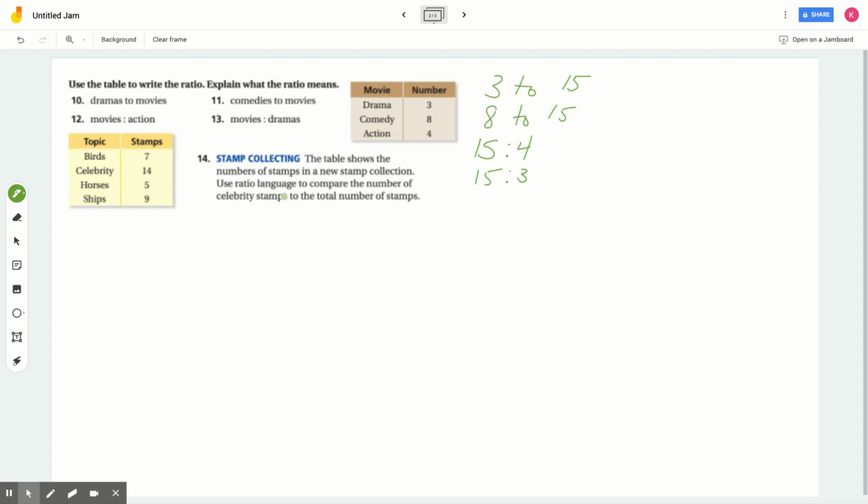Now, if we look at number 14, the table shows the number of stamps in a new stamp collection. Use ratio language to compare the number of celebrity stamps to the total number of stamps. So we see here that there are 14 celebrity stamps. So 14 out of every the total number, so 7 and 14 is 21, and 5 is 26, and 9 is 35. So 14 out of every 35 stamps is a celebrity stamp.